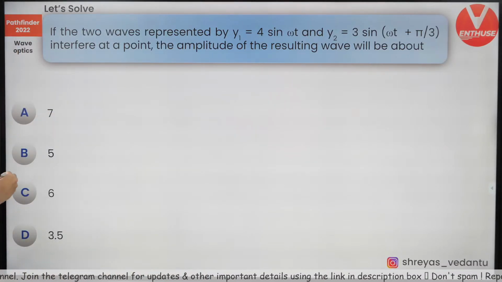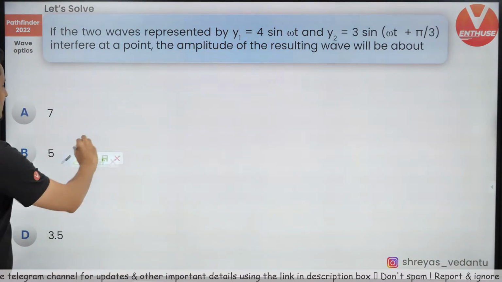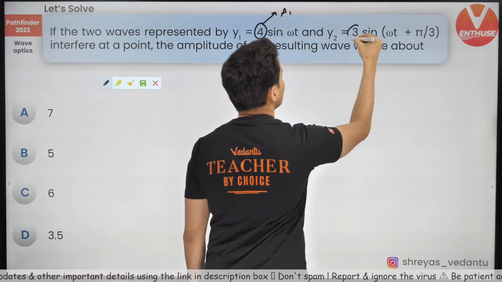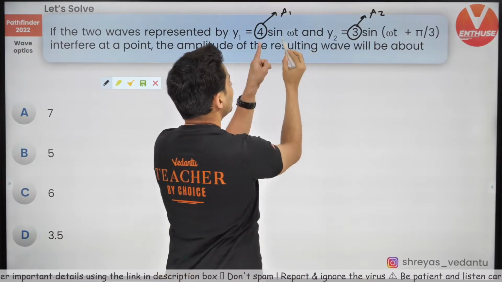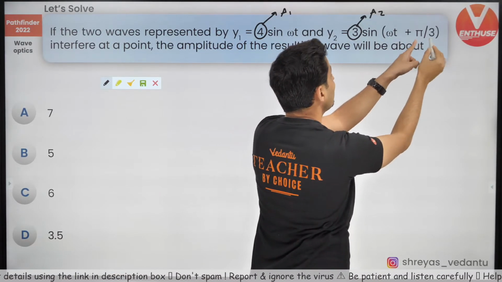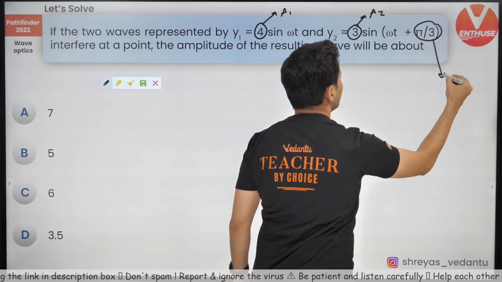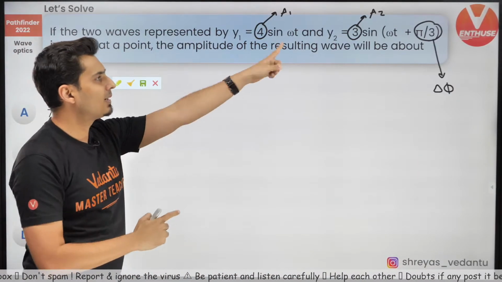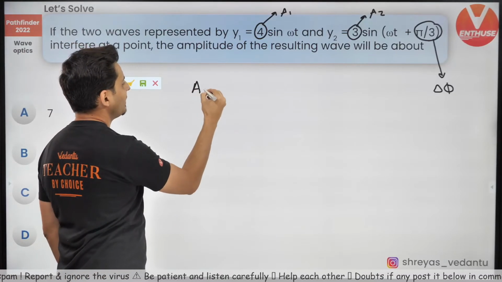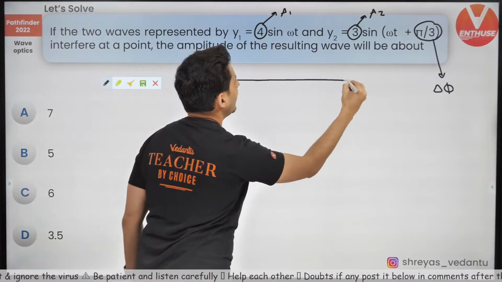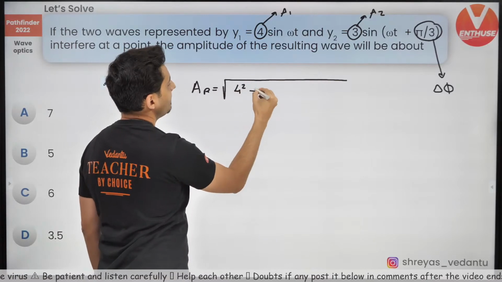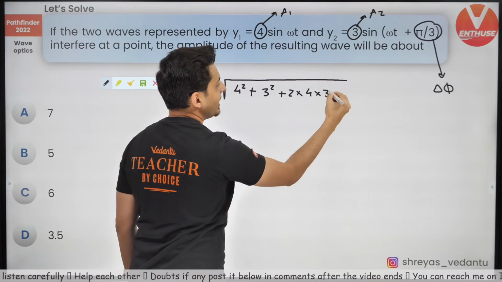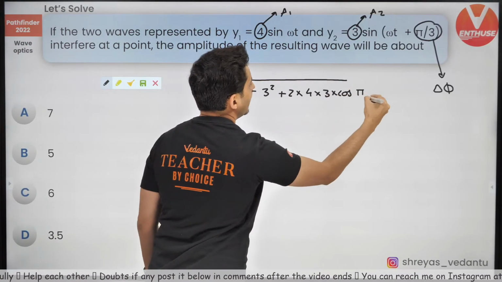Okay, Nikhil saying B. Let's figure this out, whether it is A, B, C or D. So you can see this is basically amplitude A1. This is nothing but amplitude A2. This is sine omega t. This is sine omega t plus pi by 3. So naturally, this is your phase difference. Two waves having a phase difference of pi by 3. So the amplitude of the resultant wave will be root of A1 square plus A2 square plus 2 into A1 into A2 into cos pi by 3.